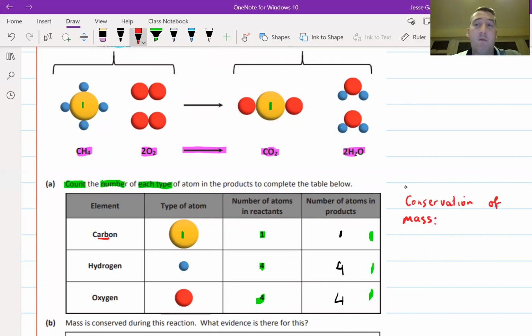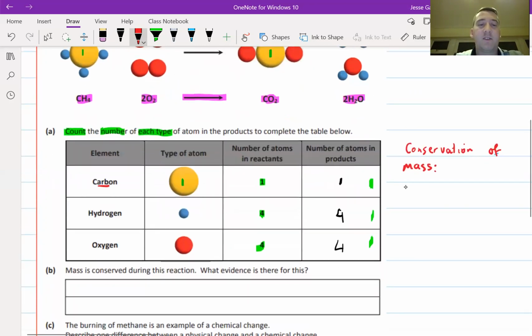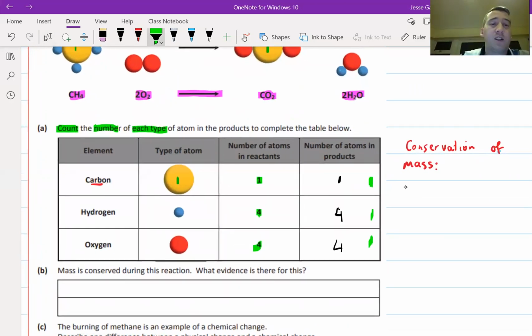I'm not going to explain that in any more detail because we've done that before, but it's a reminder of what the conservation of mass says. Okay, so look, the next question is actually about that. It says mass is conserved during this reaction. It was telling you that it is conserved during this reaction, and it's asking you for evidence of this.